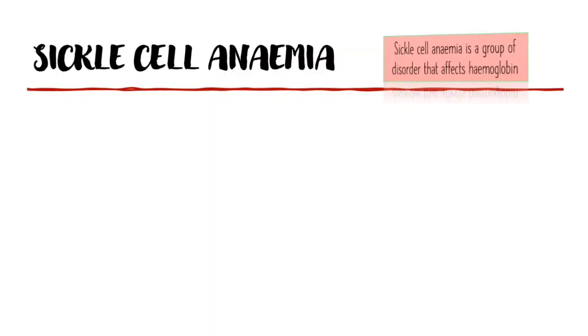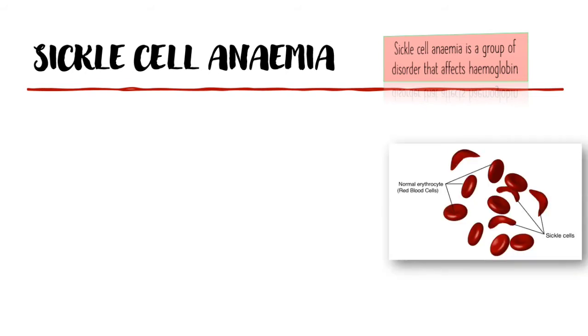Okay, so let's discuss the symptoms and the causes of genetic diseases. First is sickle cell anemia, a group of disorders that affect hemoglobin. Look at the picture. The normal erythrocyte is a biconcave disc shape, but in sickle cell anemia patients, they have a sickle shape.